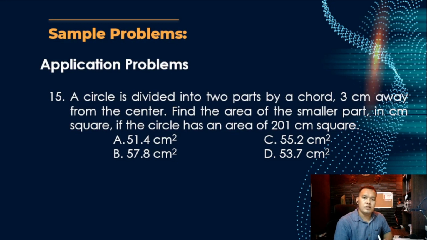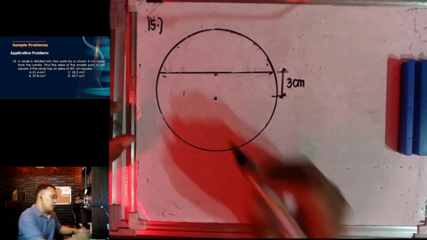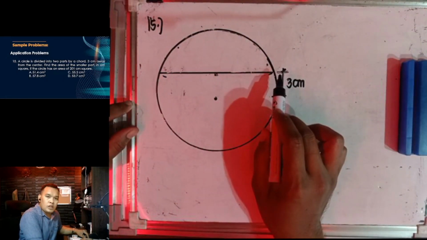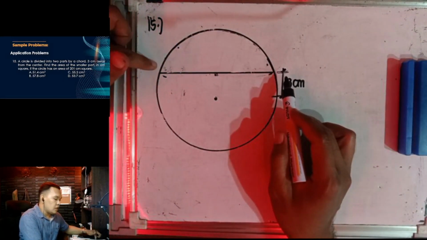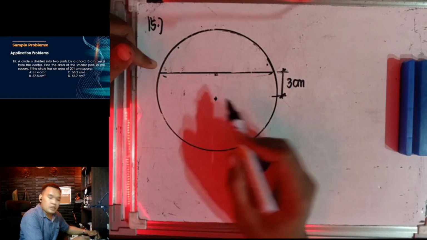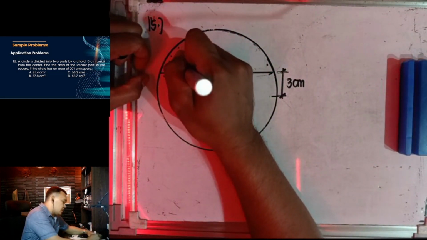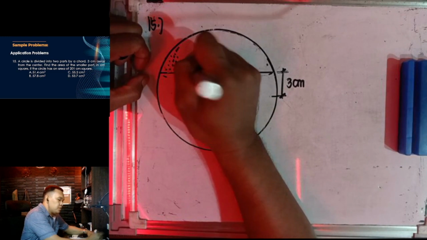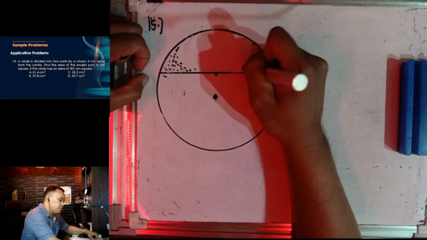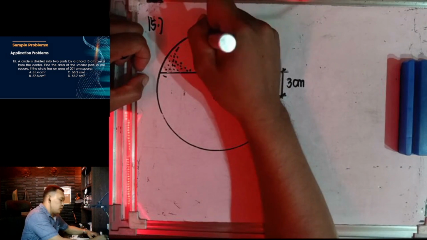A circle is divided into two parts by a chord 3 cm away from the center. Find the area of the smaller part in centimeter square if the circle has an area of 201 square centimeter. Okay, so we have here this circle, then divided into two parts daw, na yung distance ng cut natin is 3 meters from the center of the circle. So, pinapahanap is find the area of the smaller part ng circle. So, sabihin natin ito yon, yung smaller part na yan, yung shaded part. Okay.